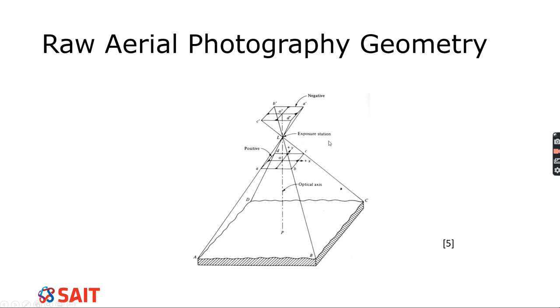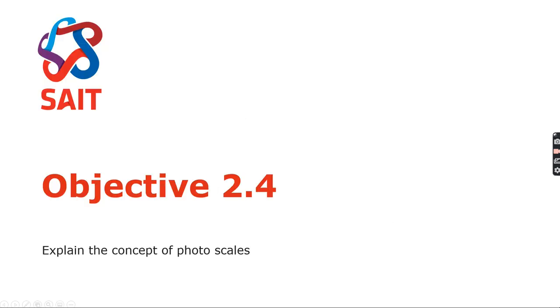So it says exposure station. That's your focal point. That's really what's happening there. So we can see it flips on the negative, and the negative is what we're acquiring, and then we're going to convert it into the positive, onto the positive plane.